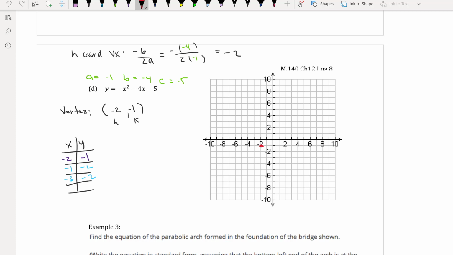So that's there. I know because my a value is negative, it's going to be a downward facing parabola. And the other points that I have is a negative 1, negative 2, and a negative 3, negative 2. So more or less my parabola looks like that. Okay, there is my parabola.